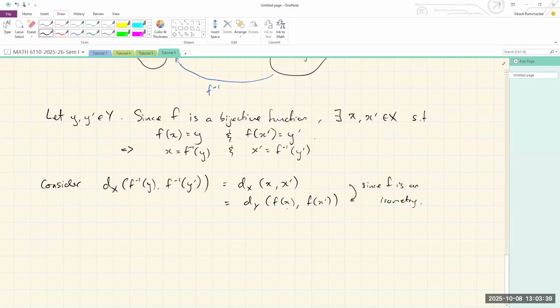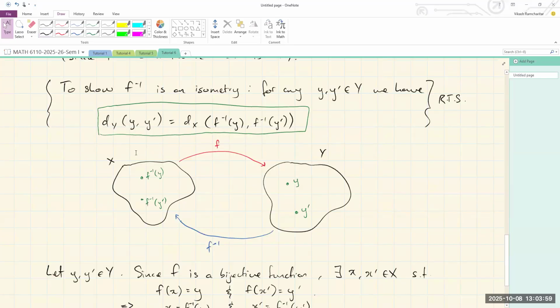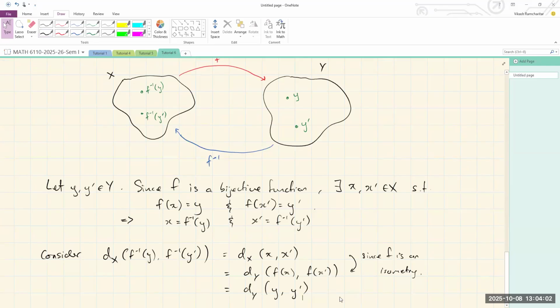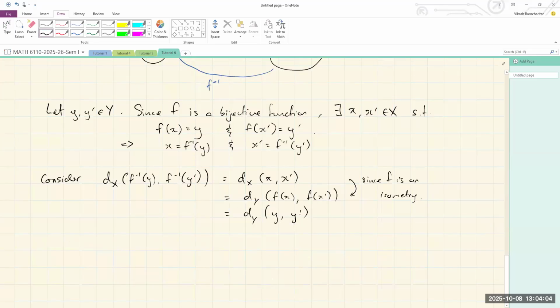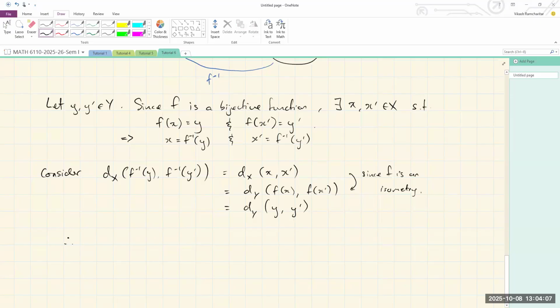Okay, so since f is an isometry, we have this thing, and f of x is y and f of x prime is y prime, so d sub Y of y, y prime. Okay, so that's it. You're done. That's what we wanted to show, right? That's what we have in this green box. So that's the proof right there. Therefore, f inverse is an isometry. That first part is done.